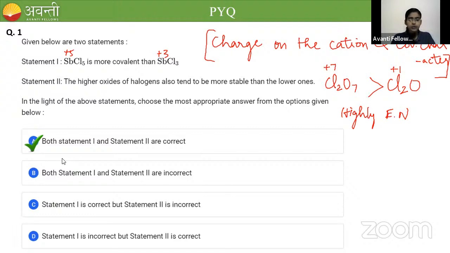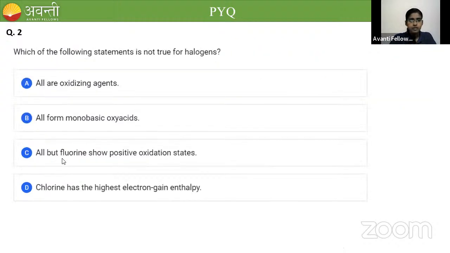I'll move on to question number 2. Which of the following statements is not true for halogens? Four statements are given. We have to find the incorrect statement for halogens.